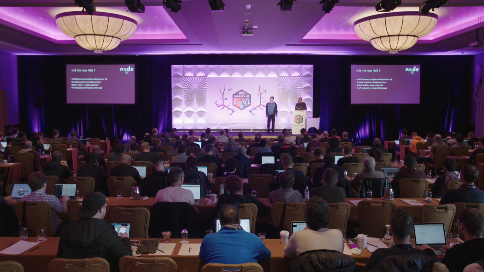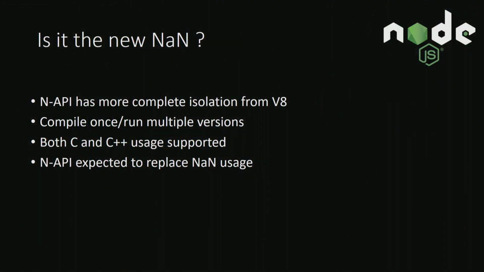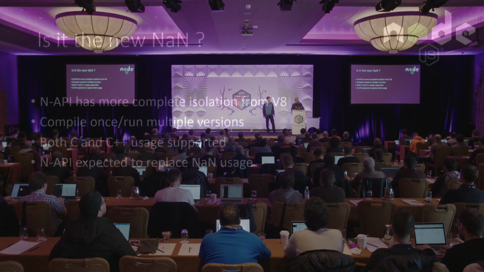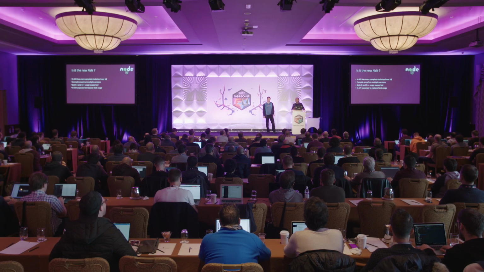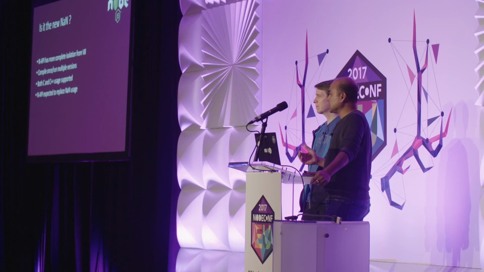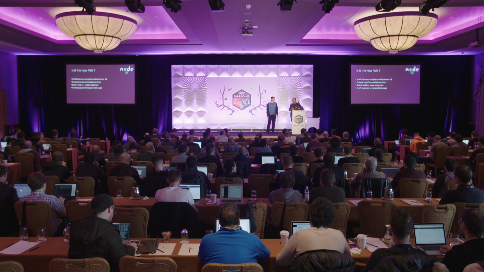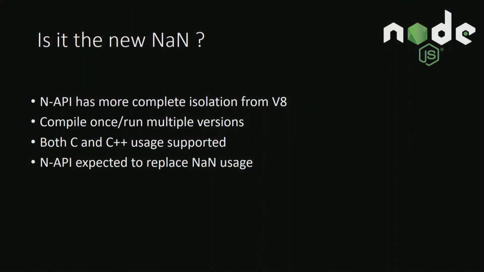So we always get asked, is it a new NAN? And actually, that is true. We can talk about how it is different from NAN. NAPI has a more complete isolation from V8. You can compile once and run on multiple versions. Both C and C++ usage are supported. And we've been talking to the maintainers of NAN as well. Over the future of this project, NAPI is actually expected to replace NAN usage for native modules.